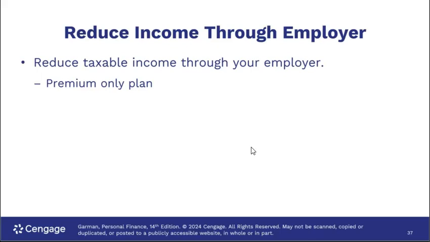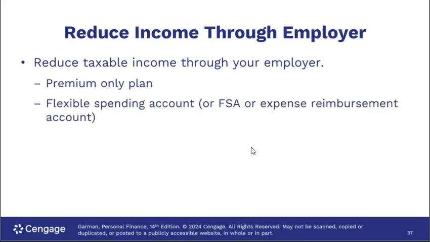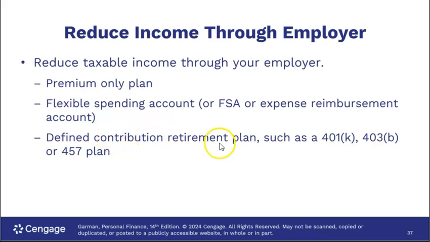The premium only plan is, as far as I understand it, pretty much your standard employer health insurance plan. The flexible spending account. So there are flexible spending accounts for healthcare and child care, and then defined contribution retirement plans such as 401ks, 403bs, and 457 plans. 403bs and 457s are the public sector or government sector plans, and matching contributions.